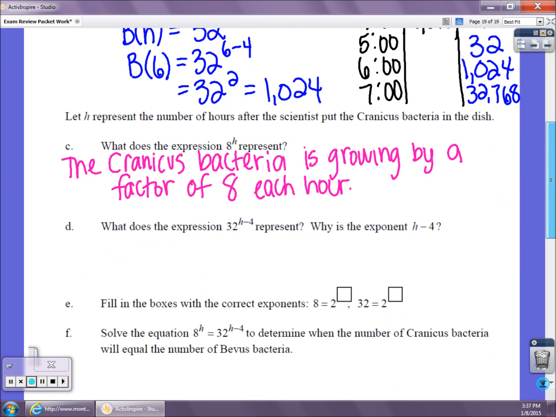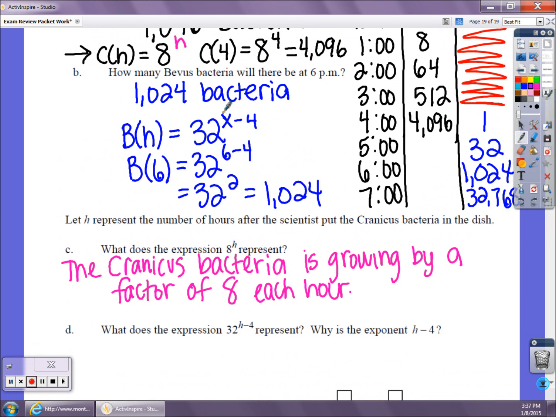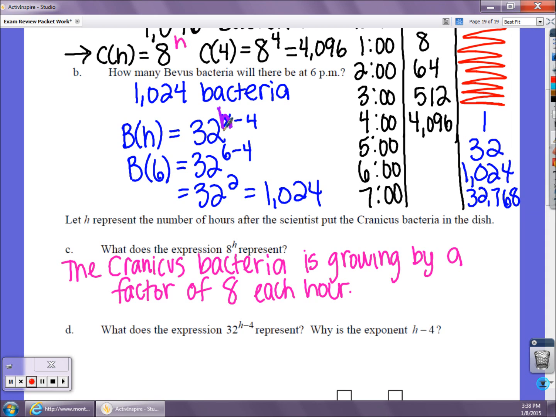Part D, what does the expression 32 to the power of H minus 4 represent? Well, we already answered that question too in letter B. Again, I think I changed this to an H there. That's what we should have had.